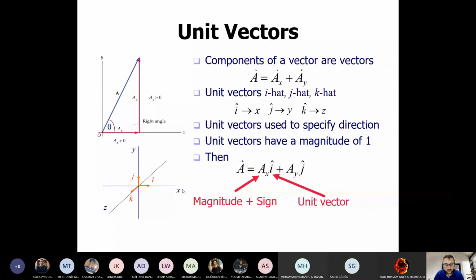For x direction we use i hat, for y direction we use j hat, for z direction we use k hat. Okay, so in the equations we say, write your vector in unit vector notation. So you must use i hat, j hat, and k hat.